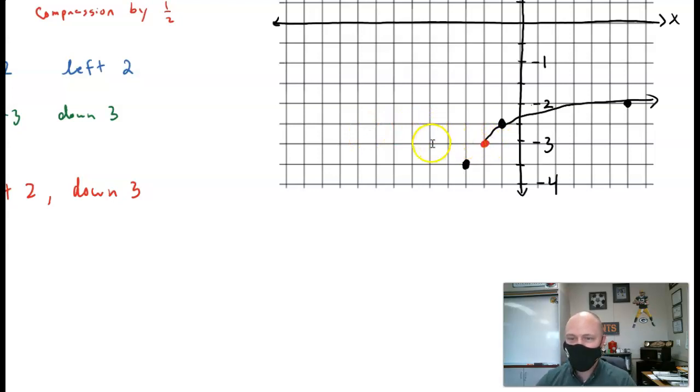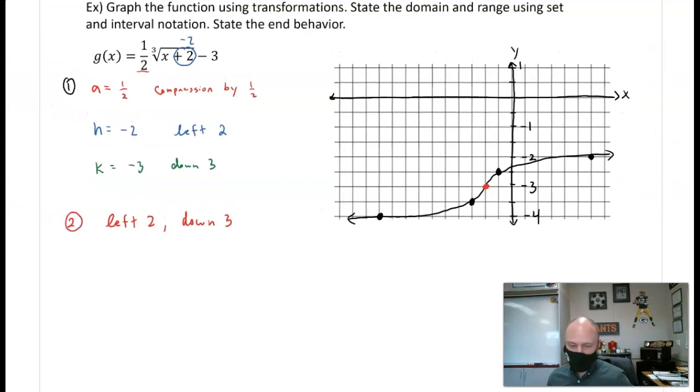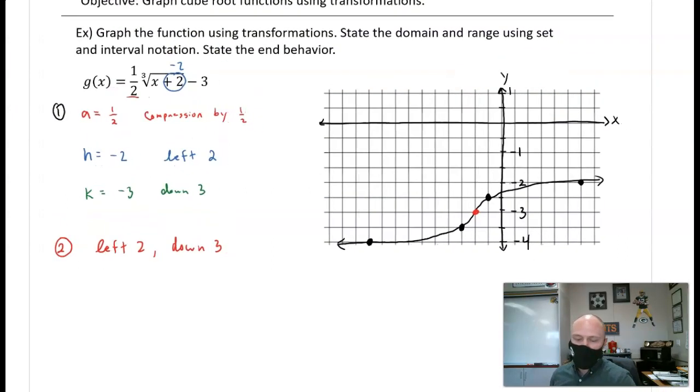1, 2, 3, 4, 5, 6, 7, 8. Okay, and instead of down 2, I'm going to cut that in half. I'm only going to go down 1 unit, which would be here. Okay, and I'll draw a smooth curve. Ta-da! And there's our beautiful cube root function.